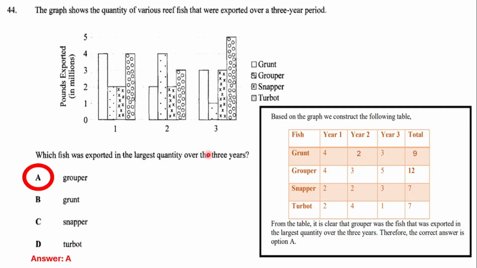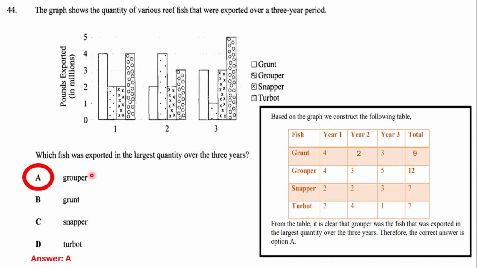And for the turbot, we have this. If we look at the turbot in year 1, the turbot is 2. Then in year 2, the turbot is 4. And in year 3, the turbot is just 1. And so that means that we have 2 plus 4, which is 6, and 6 plus 1 is 7. So from the table, it is clear that the grouper was the fish that was exported in the largest quantity over the 3 years. Therefore, the correct answer is option A, which is going to be grouper.